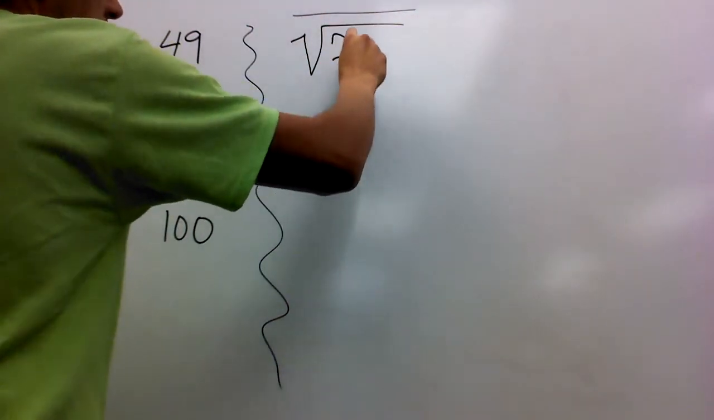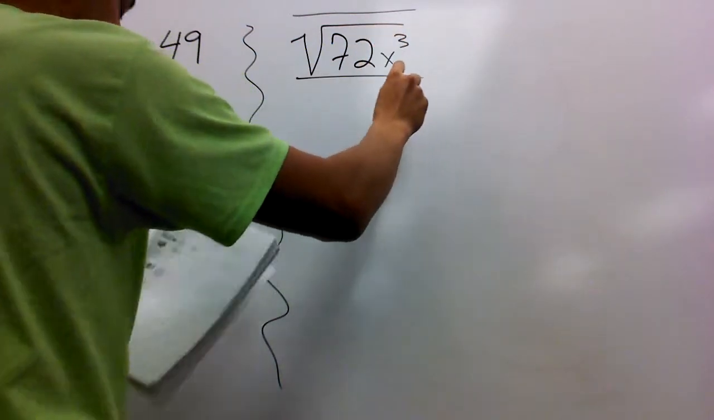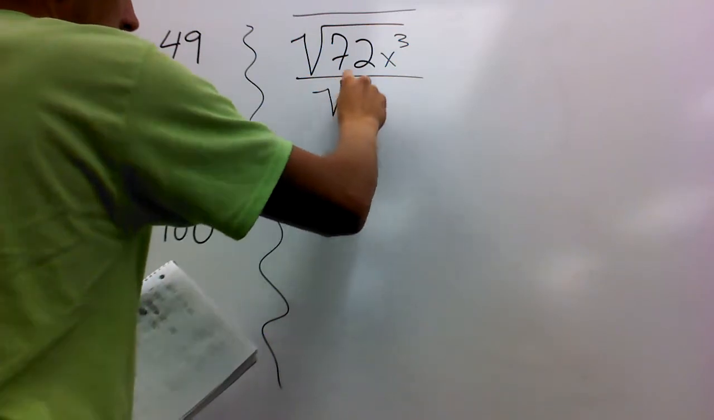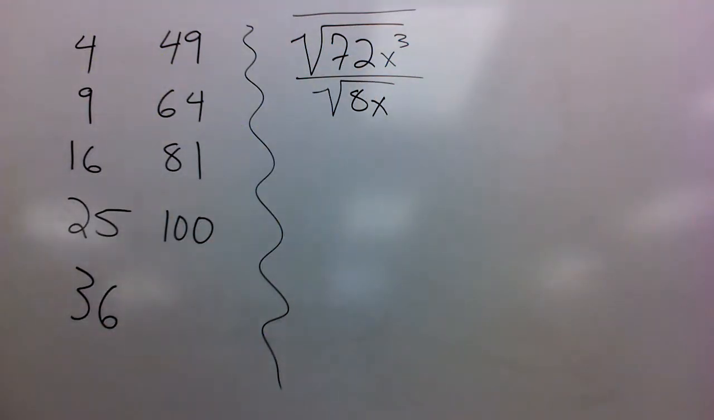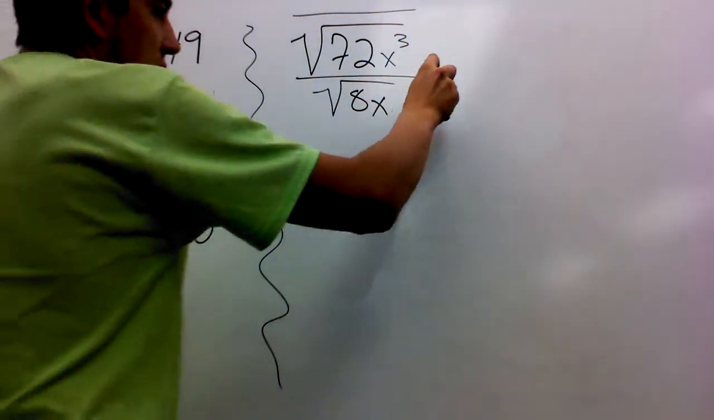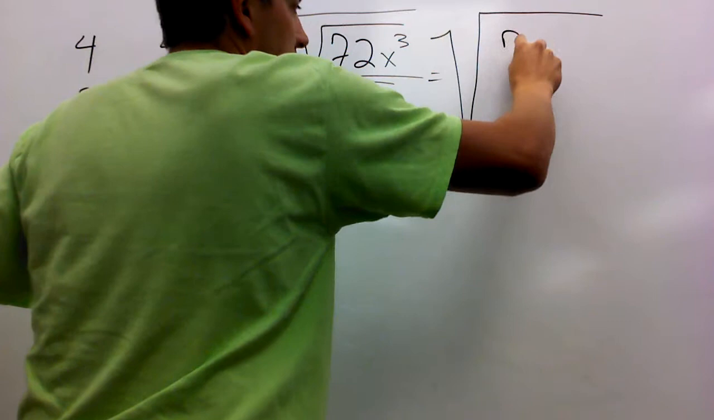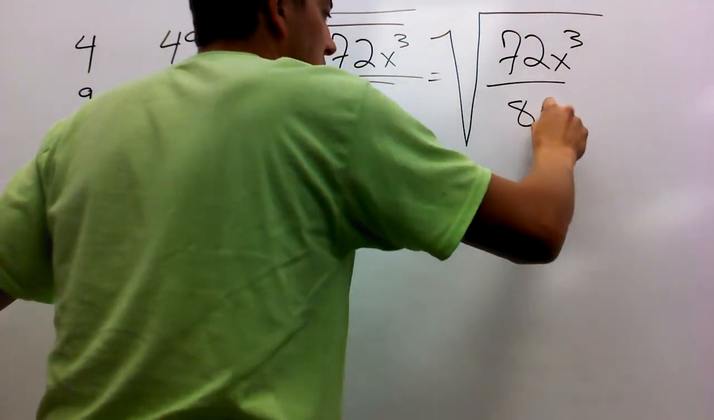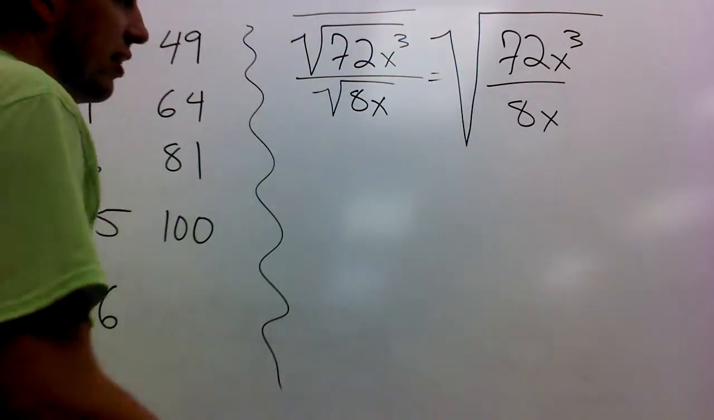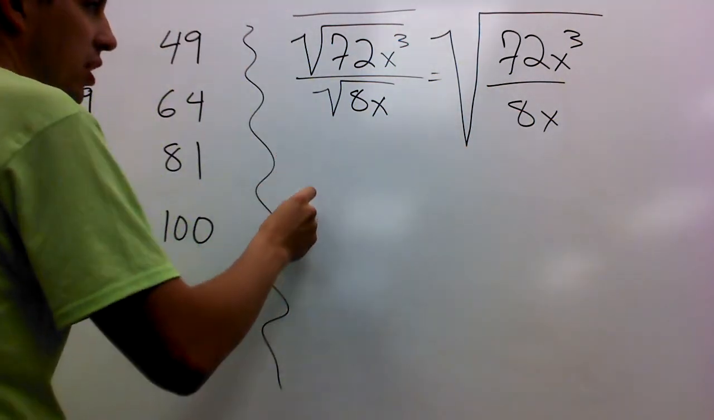Square root of 72 x to the third, over square root of 8x. So if they're both a square root, I can rewrite it like this. Put a big old square root. 72 x to the third over 8x. Simplify this. We worked on this last week. So I'll write it over here.